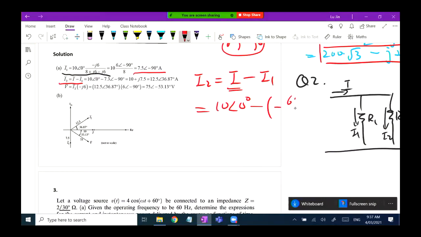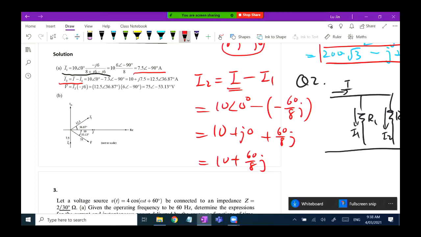I1 is negative 60/8 j. This is known. So 10 with 0 degrees is actually 10 plus j0. No, not 0 degrees, I mean j0 is just the 0 imaginary component. Okay, and then plus 60 over 8j. So the result should be much easier. So you got 10 plus 60 over 8j here. So much easier. Okay.